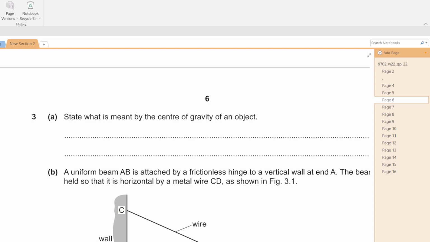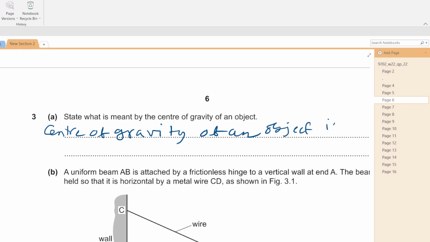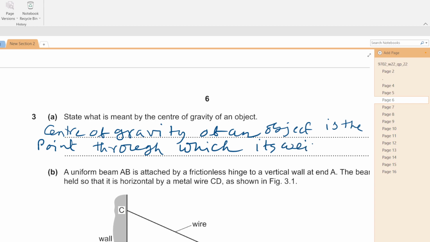Now write: center of gravity of an object is the point through which its weight acts.